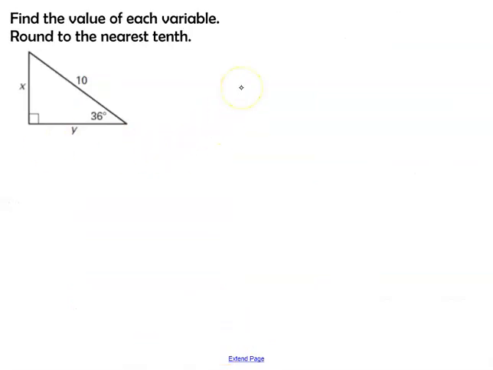So here we have this diagram, and we need to find the value of each variable. So we're going to use our trigonometric ratios to set up an equation, and then we're going to solve for x and round to the nearest 10. So to help us, I'm going to start by writing our acronym, SOH CAH TOA.